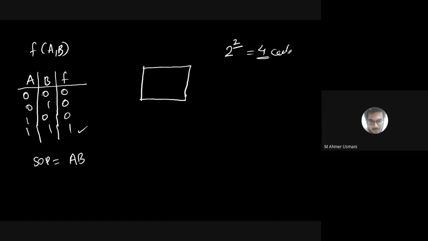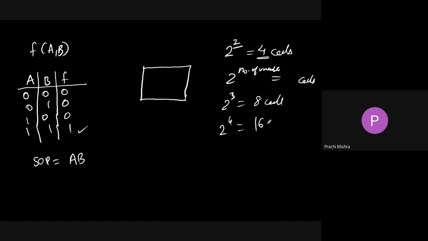Okay. So what is 2 raised to the number of variables? If you know the number of variables, you can calculate how many cells are required. So if I have three variables, how many cells will be required? 8. If I've got four variables, how many cells will be required? 16 cells. Okay, so let's assume we are making it for A B.